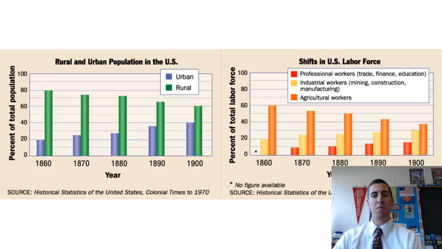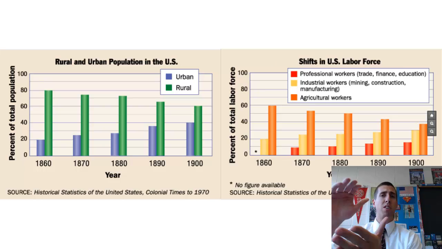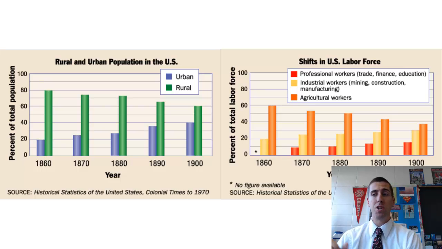You could also see the corresponding graph on the right. The orange bars show you agricultural workers. These are people who would be set up with farm jobs. This is slowly declining. And what's on the rise? Well, you see professional workers and you see industrial workers, mining, construction, manufacturing. A lot of this is happening in the cities or cities are sprouting up around these industries, in fact.